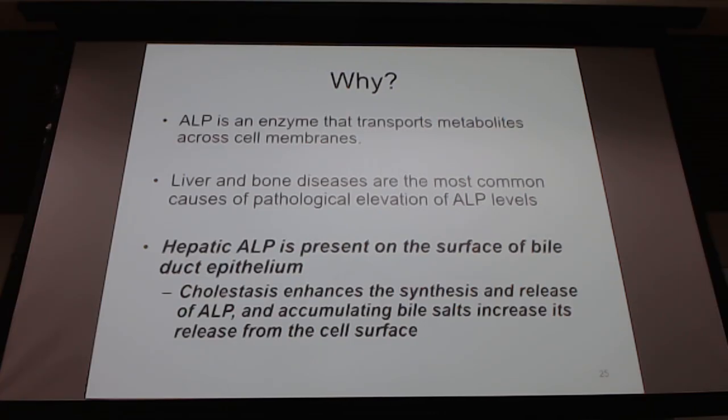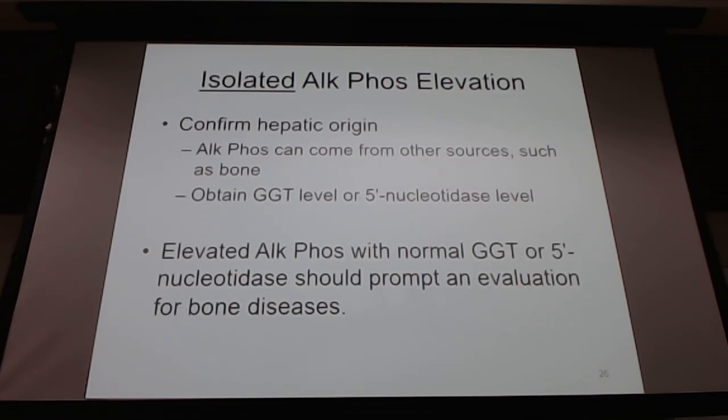So let's say we don't see an increase in AST and ALT and just an alk phos. Maybe we just need to be concerned that that's a bone disease, an underlying bone disease. So in the absence of that, if we cannot confirm that it's hepatic origin, we're going to get that GGT level as well. So normal GGT and elevated alk phos should make us think that this is not a hepatic issue, this is a bone issue. It's coming from the bone.